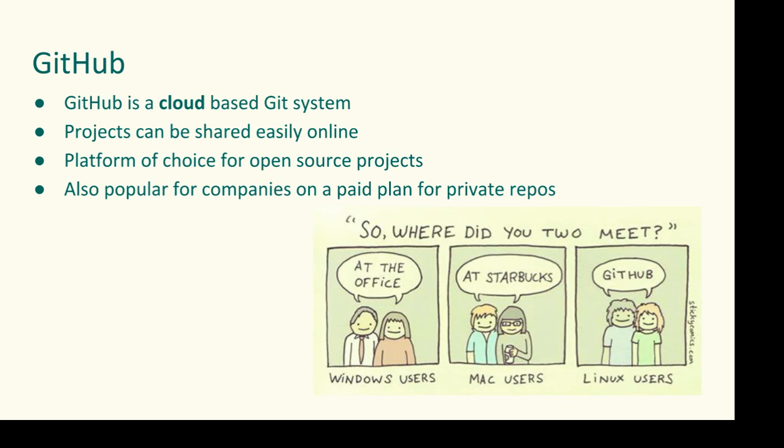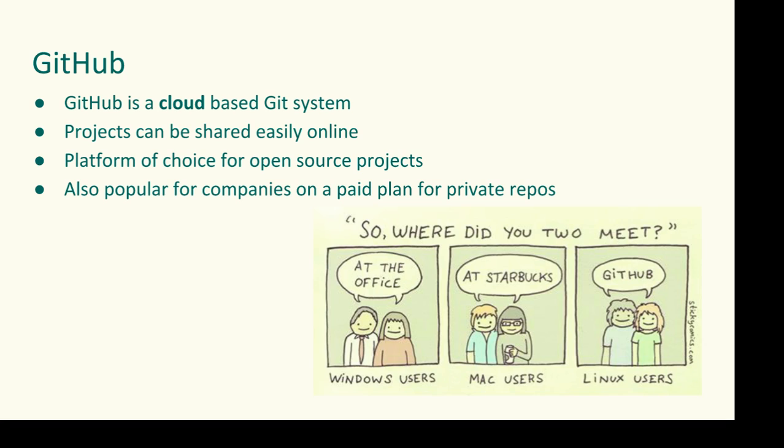So what is GitHub? GitHub is a cloud-based Git system. It is not the only one. There are other ones like GitLab and Bitbucket. Those are another 2 popular cloud-based solutions for Git that you might run into when you go out and work with someone. So GitHub is probably the most popular for open source development. And not probably, it is the most popular for open source development.